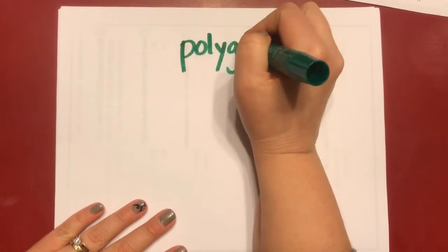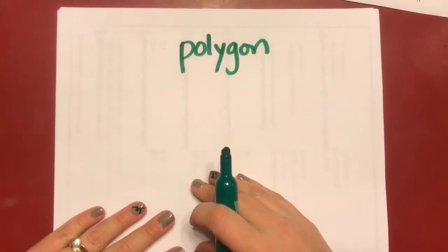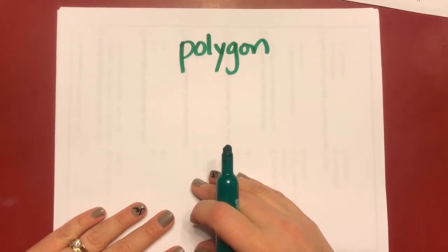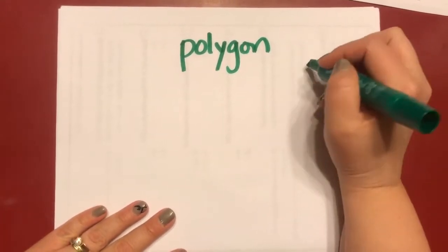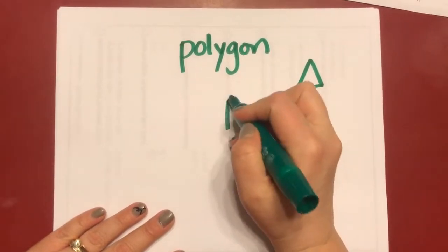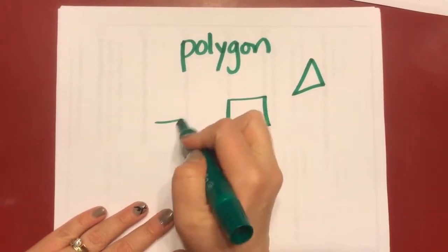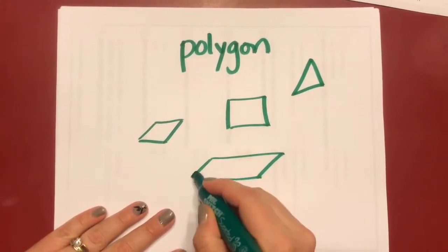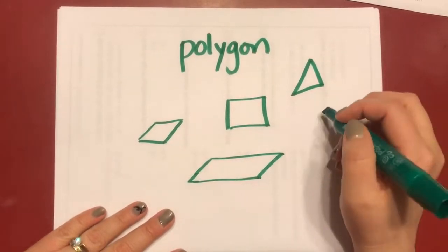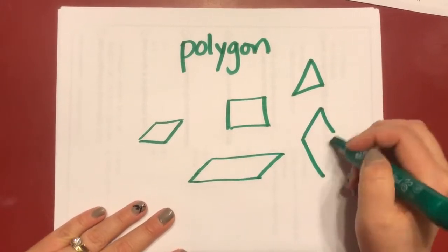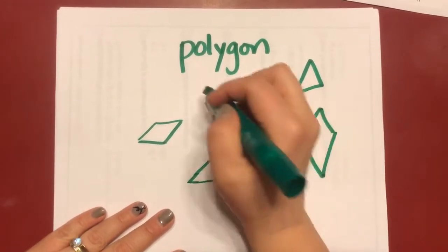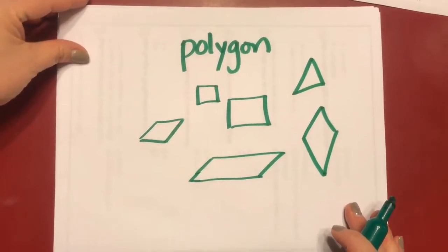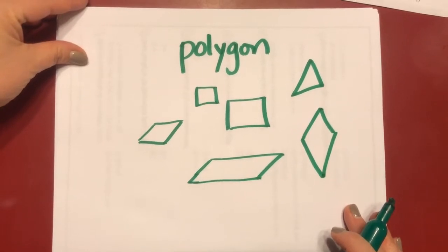A polygon is a shape that has 3 or more sides, that is a closed figure, and it's made of straight sides. So a lot of different things are polygons. A polygon could be a triangle. A polygon could be a rectangle. A polygon could be a rhombus or a longer parallelogram, okay? A polygon could be a kite. A polygon could be a square. A polygon is a closed shape with 3 or more sides and straight sides.